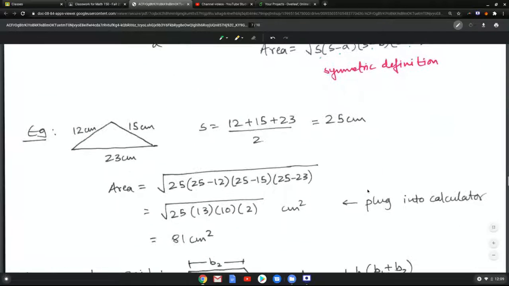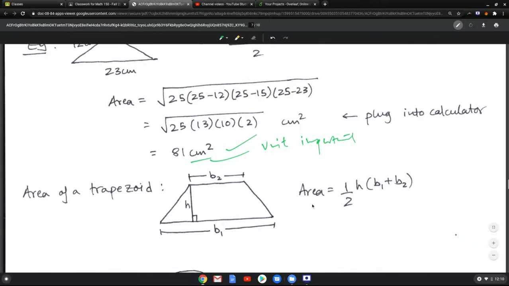Let's look at an example. You have sides 12, 15, and 23. You find S and it comes out to 25. And the area is square root of 25 times 25 minus 12, 25 minus 15, 25 minus 23. You plug this into the calculator to get 81 centimeter square. Again, the unit is important. It has to be squared because it is area.